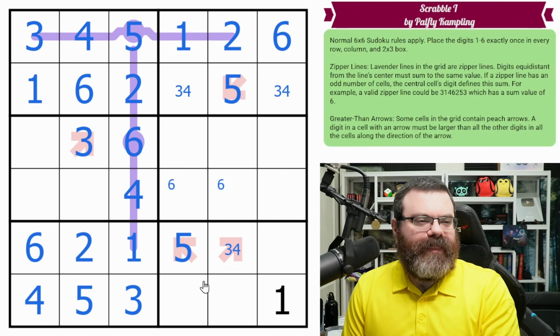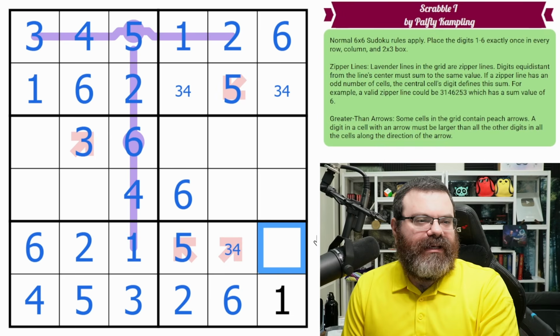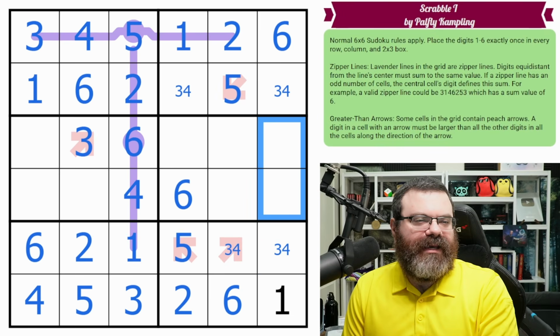Okay. This is a 2, 6 pair. The 2 tells us the order. That's 6, that's 2. Placing this 6. This is the other 3, 4. This is a pair. We need a 2 and a 5. This is pointing here, so it can't be the 5. So this is 2 and this is 5.